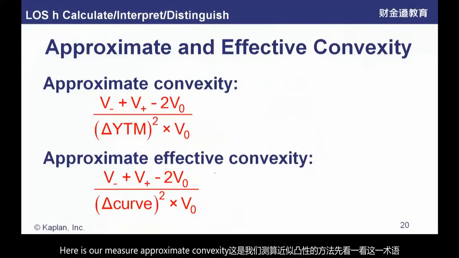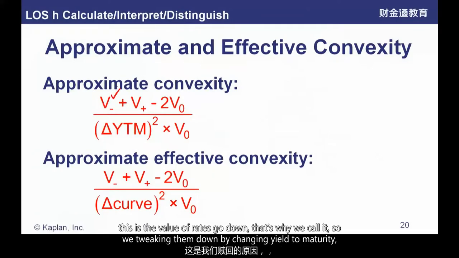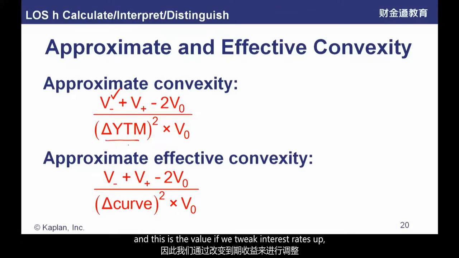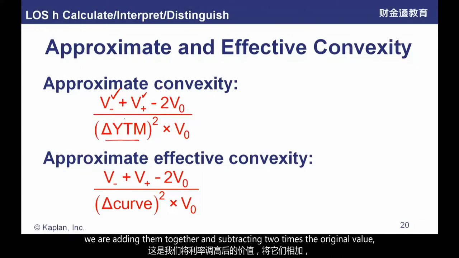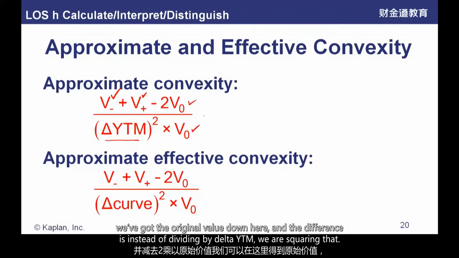So here are our measures. Approximate convexity. Just look at the terminology here. This is the value if rates go down. So we're tweaking them down by the change in yield to maturity. And this is the value if we tweak interest rates up. We're adding the two of them together and subtracting off 2 times the original value. We've got the original value down here. And the difference is, instead of dividing by delta YTM, we're squaring that.